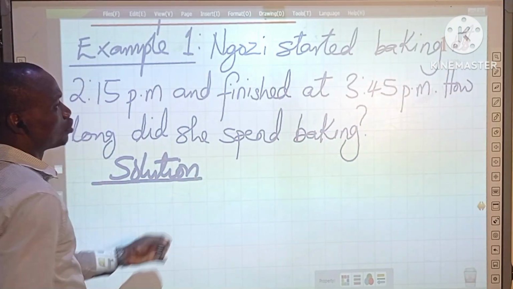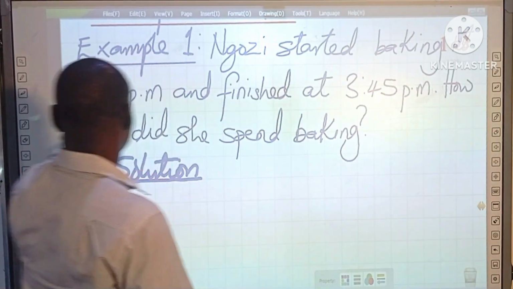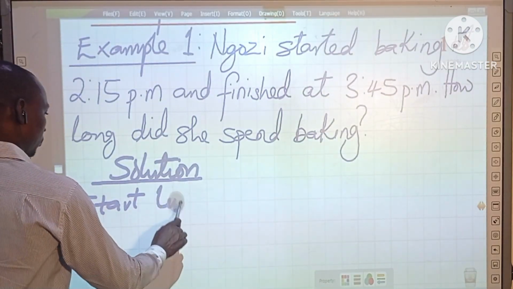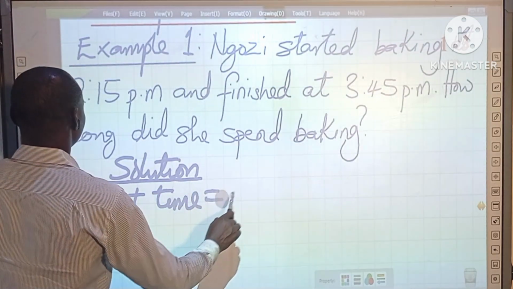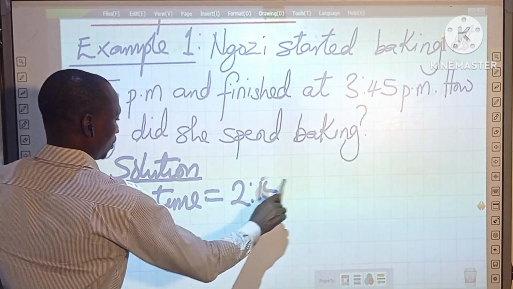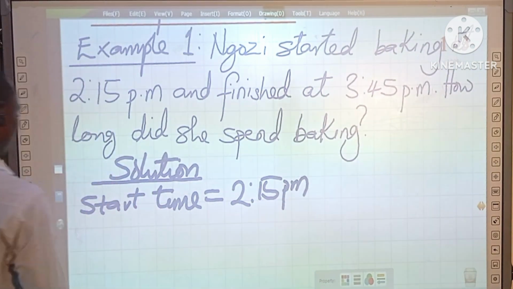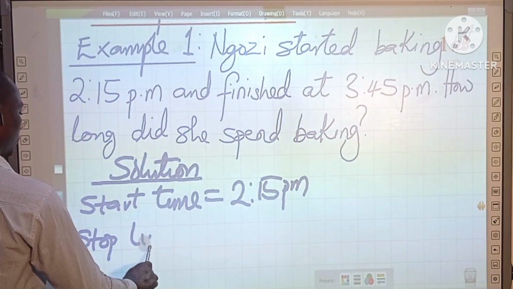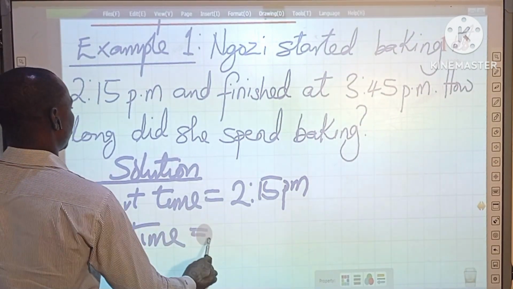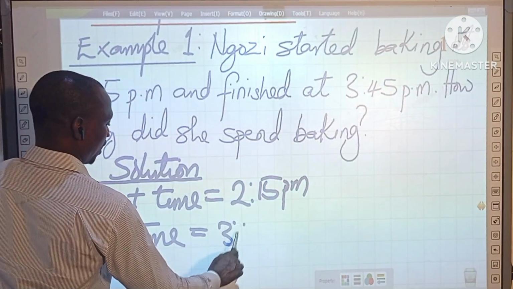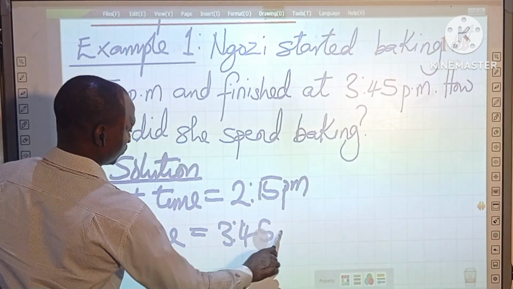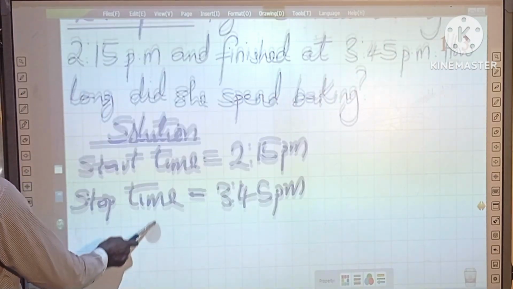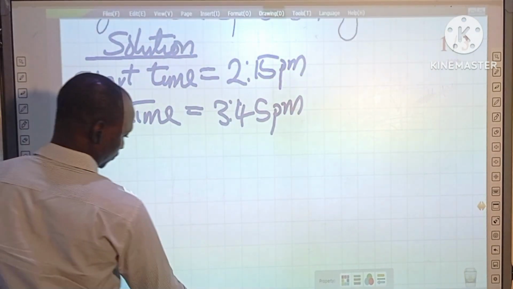Now, the first thing we must do is to identify the start time. She started baking at this time, so we say start time is equal to 2:15 p.m. and the stop time is equal to 3:45 p.m. So with this, we can go straight to solve.